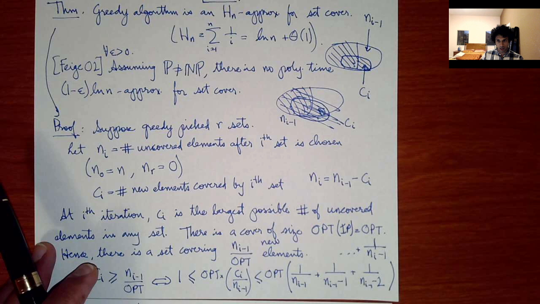So Ci times 1 over N minus 1, you write it as 1 over N minus 1 plus 1 over N minus 2, and so on and so on. This is an upper bound, and there are exactly Ci terms here. So you use this equation to say, I get 1 divided by Ni minus 1. And then you sum all of these things up over the R iterations. And so we get that R, which is the number of sets that you picked, is at most opt times the nth harmonic number. And that's the analysis of the greedy algorithm for set cover.